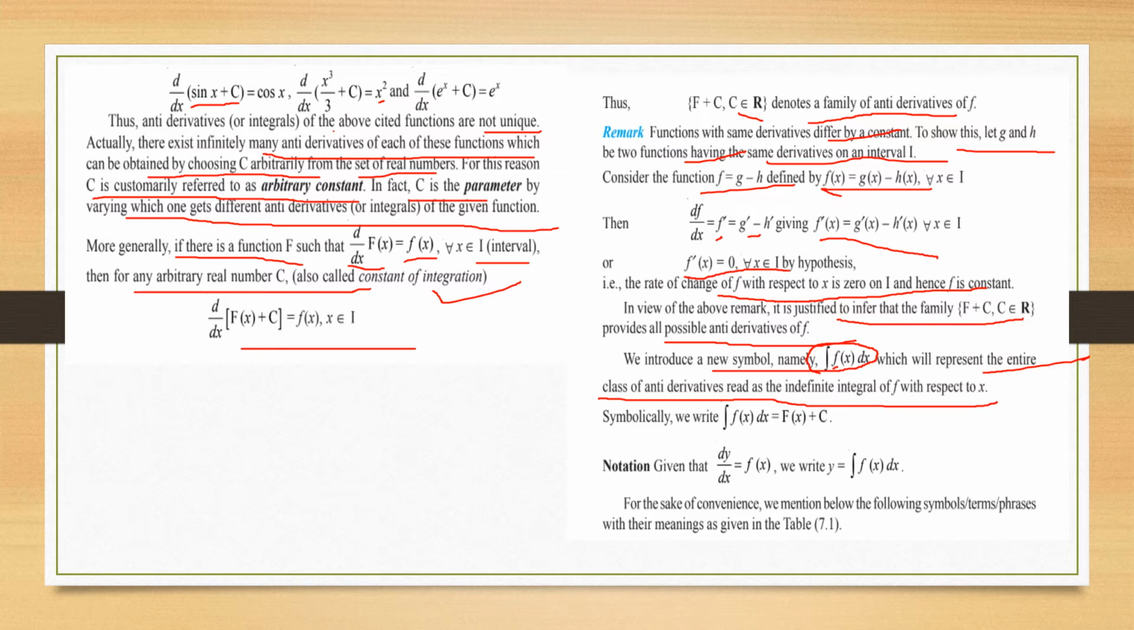Symbolically we write the integral of f(x) dx as equal to F(x) plus c. So that means integration is antiderivative and it is cancelling the derivative. Given that dy/dx equals f(x), we write y is equal to the integral of f(x) dx.